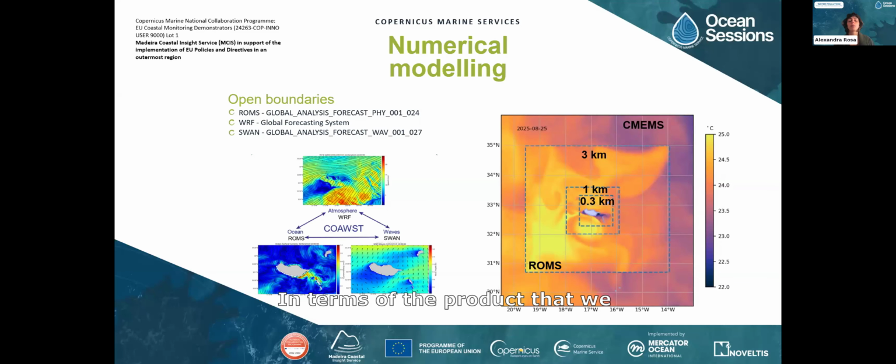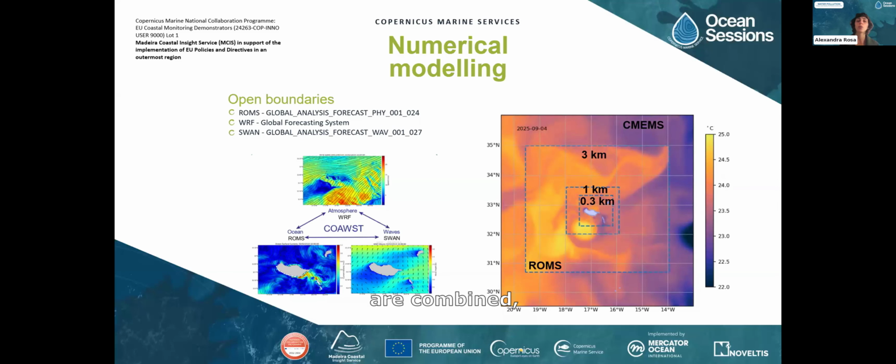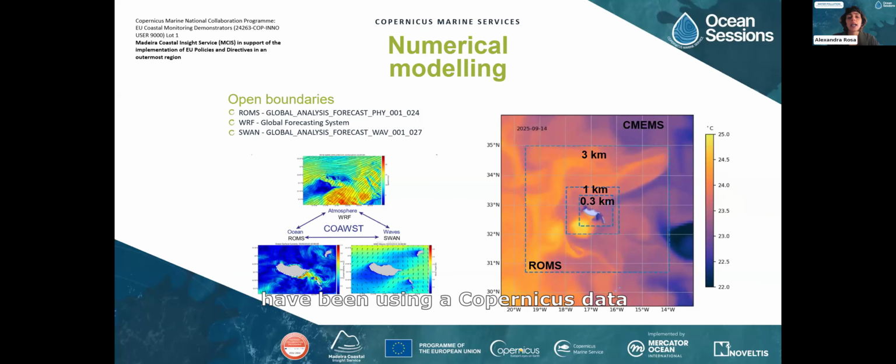In terms of the products that we are combining, in terms of numerical modeling, we have been using Copernicus data for several years. In the left panel, you can see our coupled model that we have been running operationally for more than 10 years. It's a coupled model, which is able to predict the conditions in the ocean, in the waves, and in the atmosphere, and the different environments can exchange information between them.